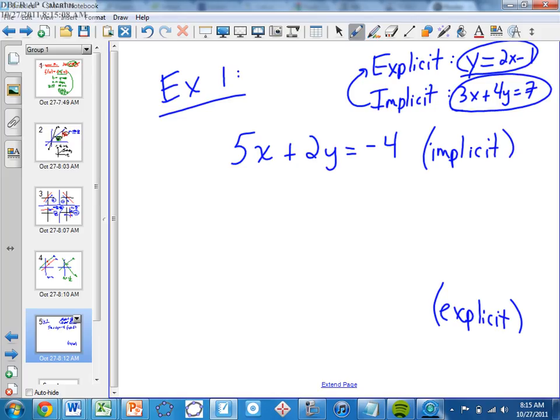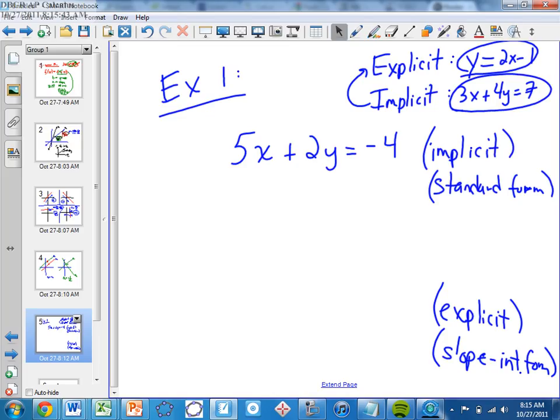Now, implicit, like this, is actually also called standard form. But we're going to wait till tomorrow to talk about that. But when it's something x plus something y equals a constant, we can also call this standard form. And we call this down here at the end slope-intercept form. We haven't even gotten to the answer yet, but just so we know what we're going to get to. All right. If I want to put this in slope-intercept form, again, I need to solve for y.